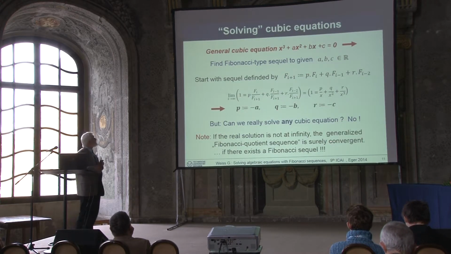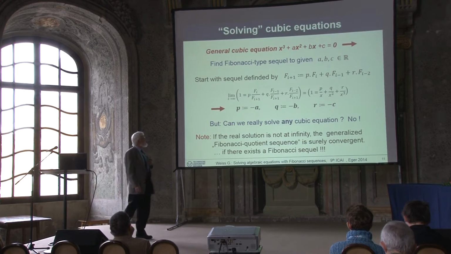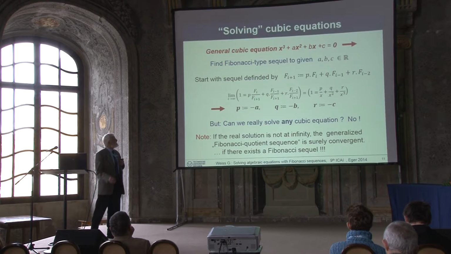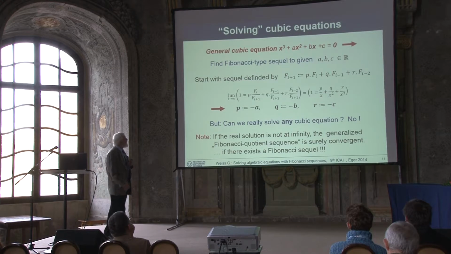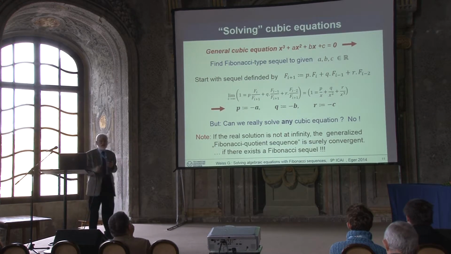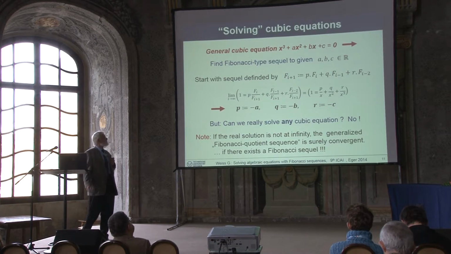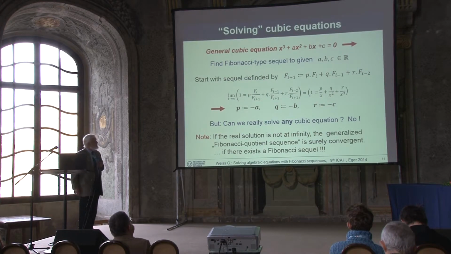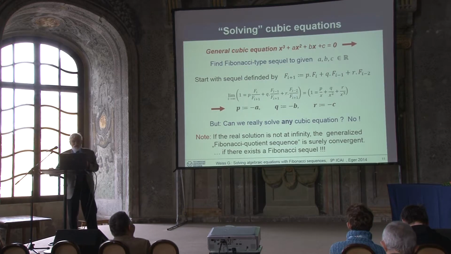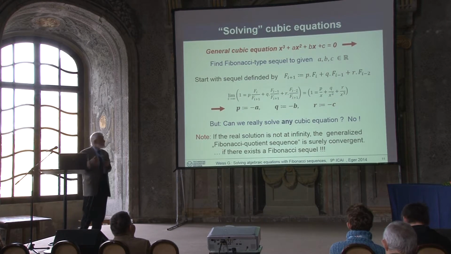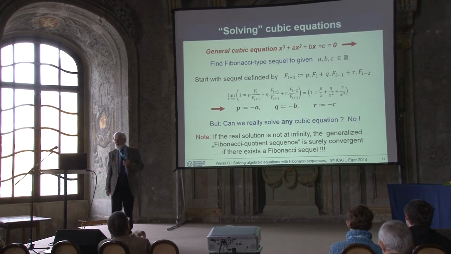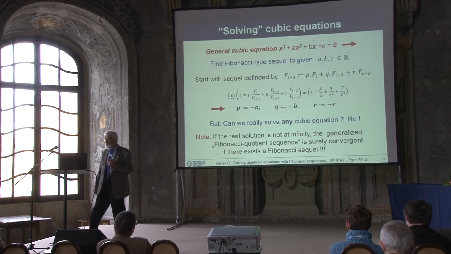But let's start with cubic equations, solving cubic equations, and we can start in the same manner. We take coefficients a, b, c of the equation, and wait a minute. We start with the sequence defined now by 3 neighboring Fibonacci type numbers and coefficients p, q, r, and we make the same calculation, and we find that p is minus a, and so on and so on. You see, it's quite easy to do it with higher order equations too.